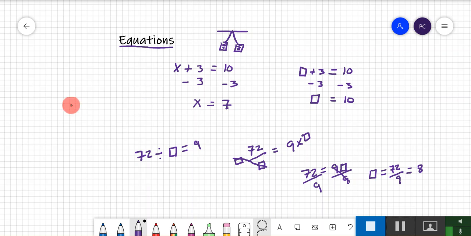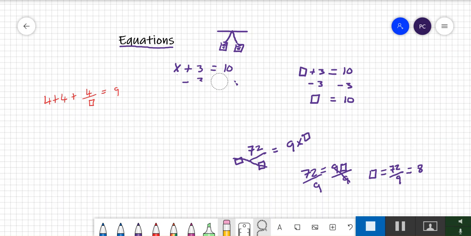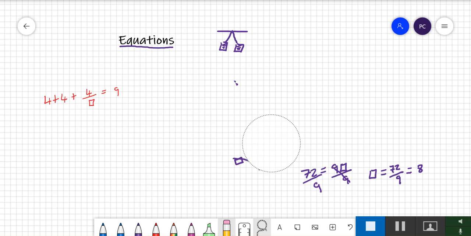Similarly, if we had a question something like this, let me just change the color. So if we had something like this, 4 plus 4 plus 4 over box is equal to 9, and you're asked to solve and work out what this value in the box is represented by. So let me just get rid of all this here.